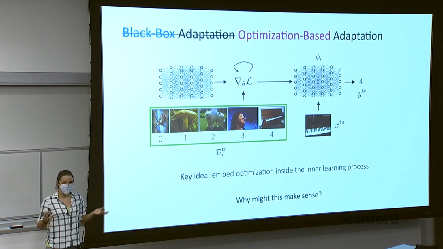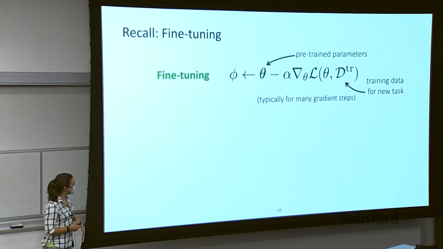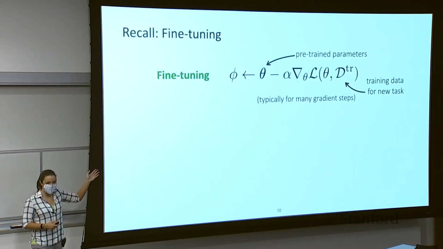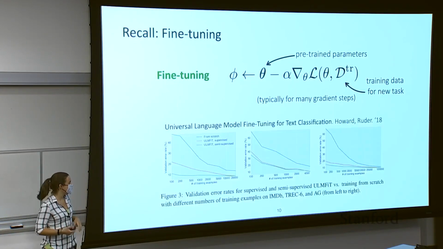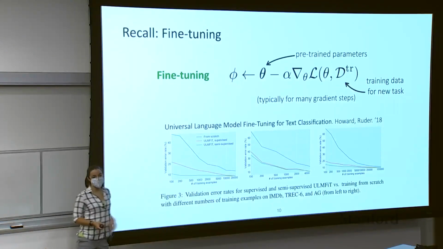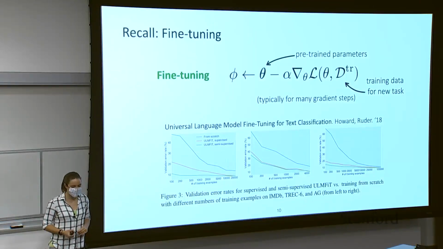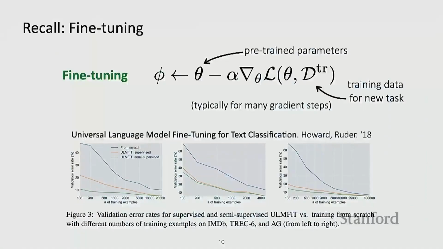So overall, one question is, well, why might this make sense? Well, recall we saw fine-tuning last time as well. We saw that fine-tuning works pretty well. It doesn't work that well when you have a very small number of data points. But in general, it's already doing a lot better than learning from scratch.